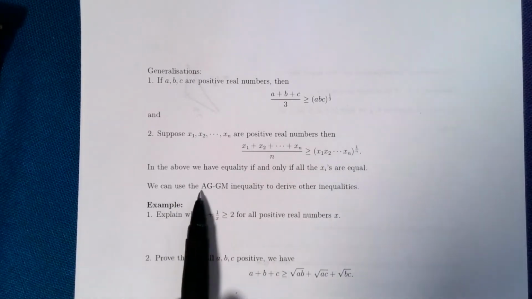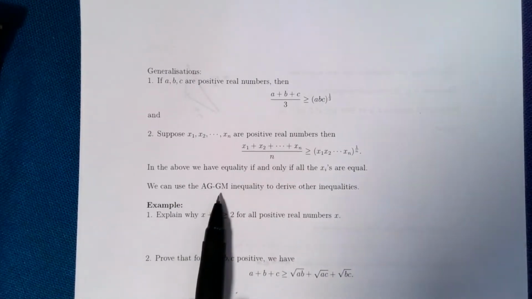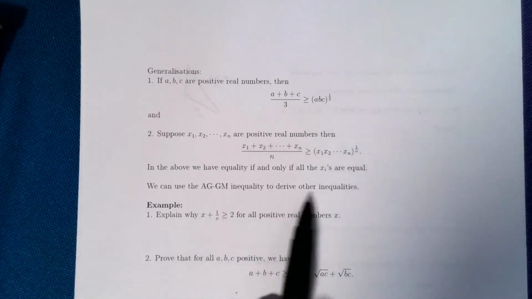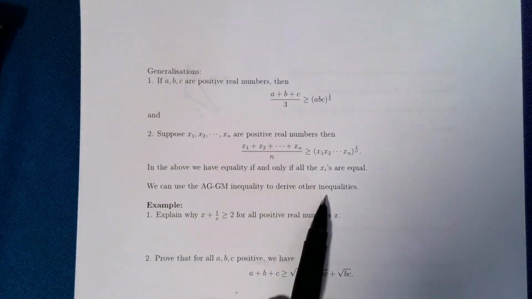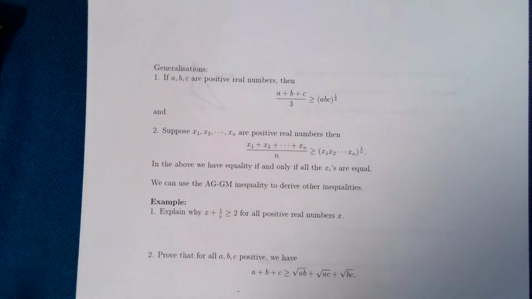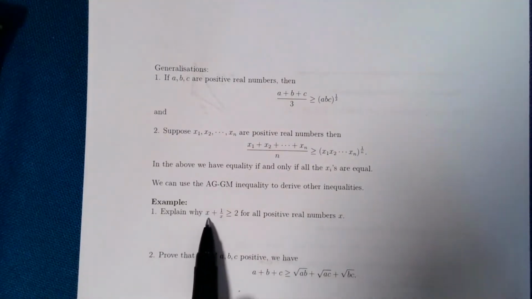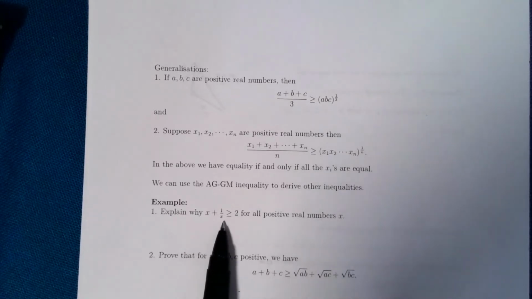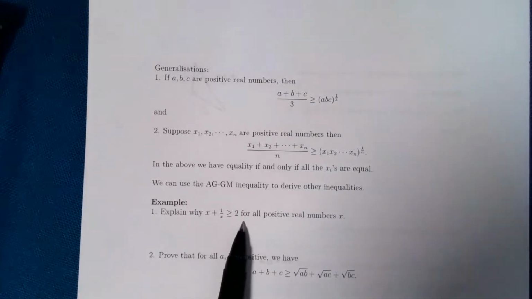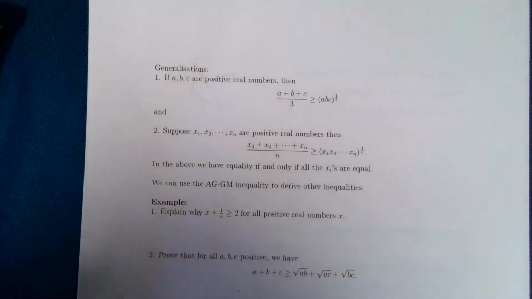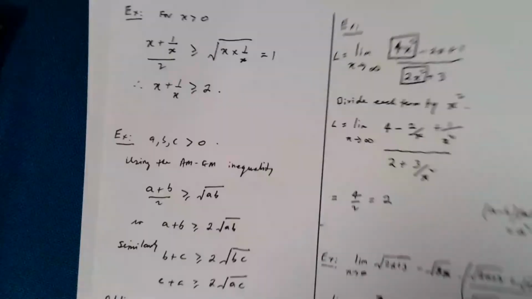Now we're going to use this AM-GM inequality to derive other inequalities. And there's a couple of these in the tutorial problems. I'll just do a couple of little simple examples here. The first one is if we take any positive real number, and we add its reciprocal, then the answer we get is always at least 2. So here's a little proof of this result.